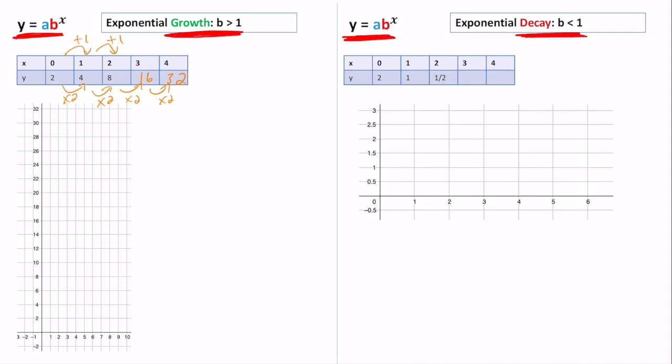And we can graph this, right? So when x is 0, y is 2. So right there. When x is 1, y is 4. Right there. When x is 2, y is 8. So we're going up to 8 now. 3 is 16. We're going all the way up to 16. And then 4 is 32. And that's all the way up here.